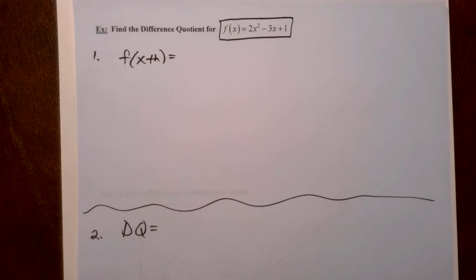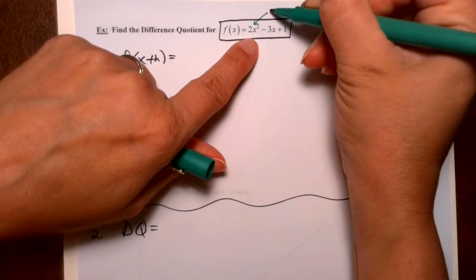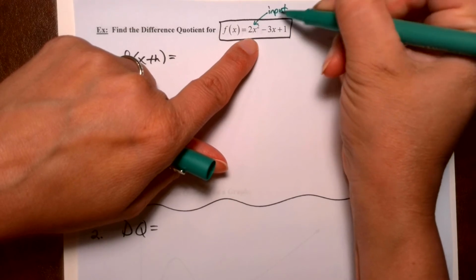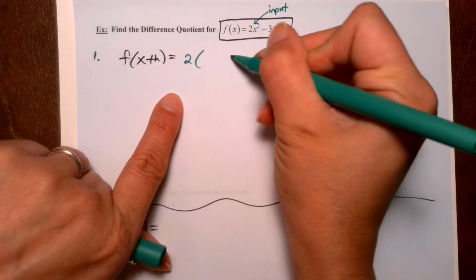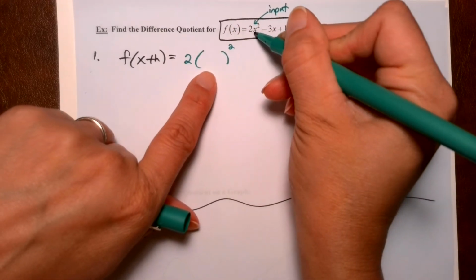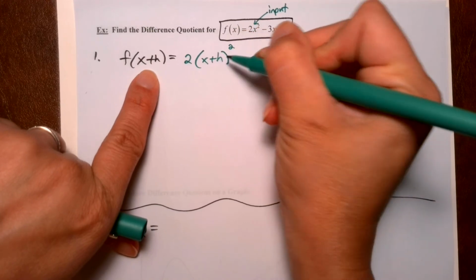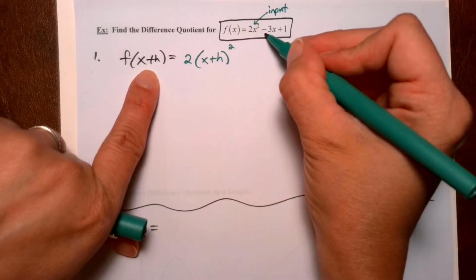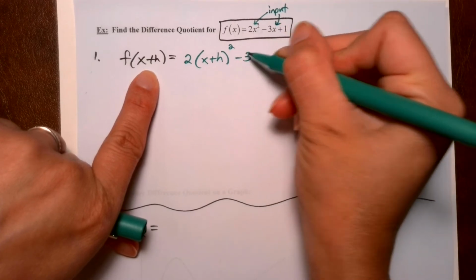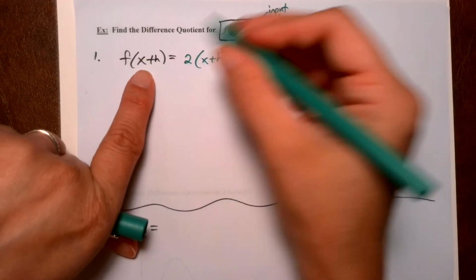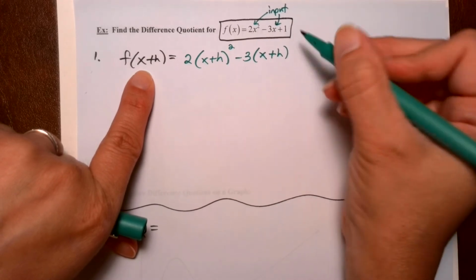So what does this say? 2 times input squared. 2 times the input has to get squared. And what's the input? The quantity x plus h. Then I have to subtract 3 times input. Minus 3 times, and what's the input? Oh yeah, x plus h. And don't forget, it says plus 1.